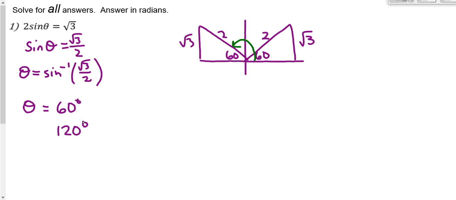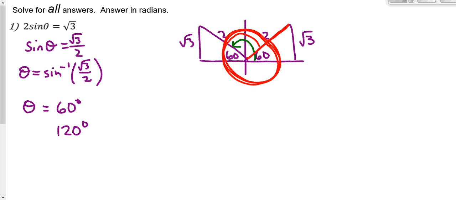Now, how do we get all the rest of the answers? Well, remember that there are infinitely many angles that are coterminal with 60 degrees. So if your terminal side is right here, and you go all the way around the circle again, you get to the same terminal side. That would be adding 360 degrees. Or you could do it again and add another 360, add another 360, infinitely many times. Or instead of going counterclockwise, you could go clockwise and you could subtract 360 degrees.